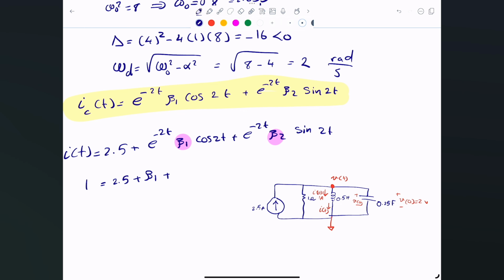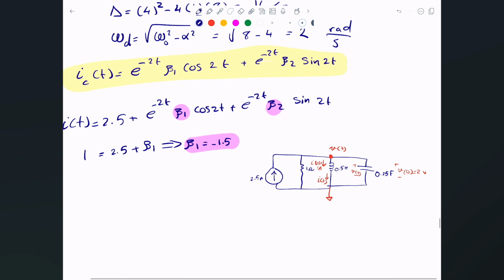Well, okay, I think we have everything we need to compute what beta 1 is. So beta 1 is just simply negative 1.5. Okay, so we figured out beta 1. Let me just highlight it. Okay, so we'll do that here.